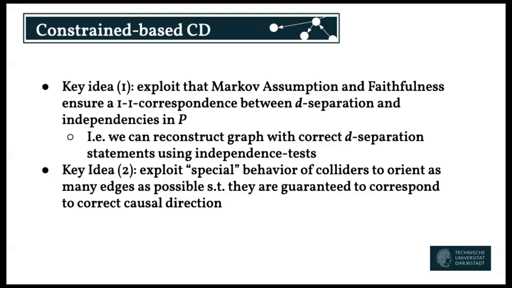And the second key idea is that we can exploit the somewhat special behavior of the collider nodes to orient certain edges such that they are guaranteed to be the correct causal ones, as long as our assumptions are met.